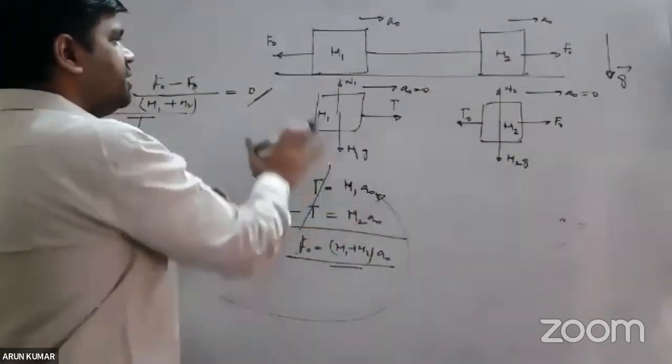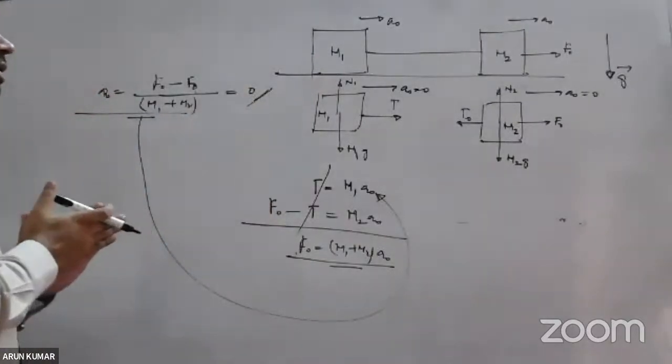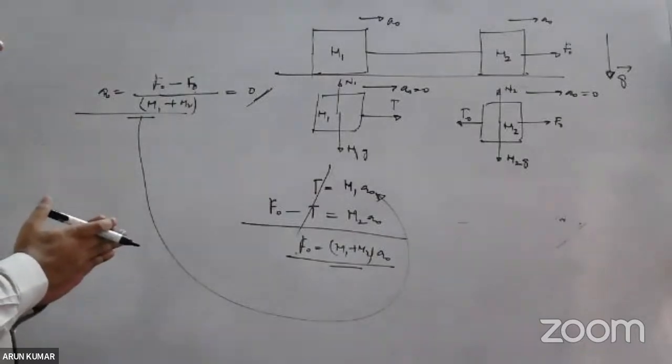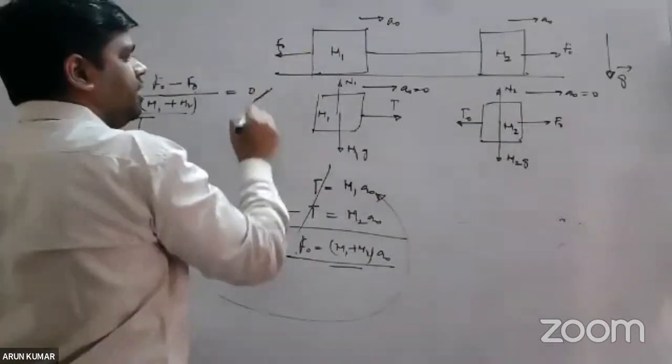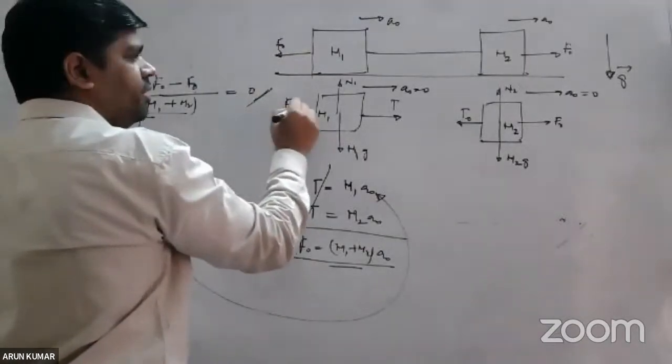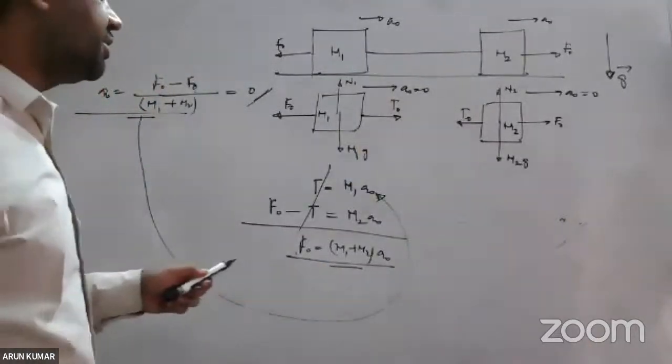Okay. This equation is for when F naught was not there. But now I've got F naught also. How do we draw the FBD for this one? FBD for each block: F naught, T naught and T naught. Now let's write the equation for this and get the tension.